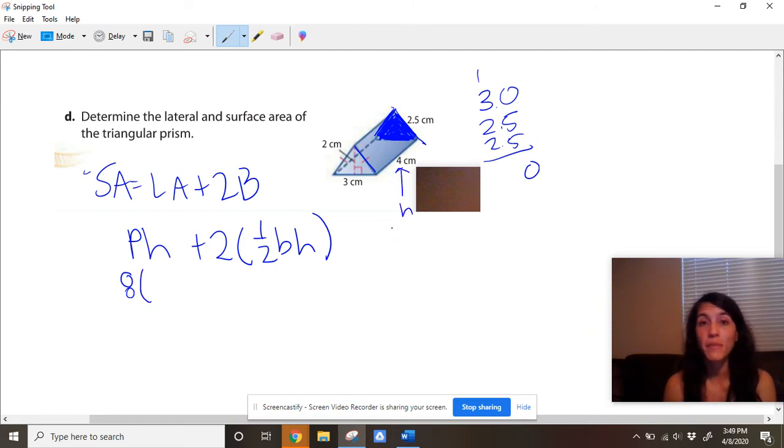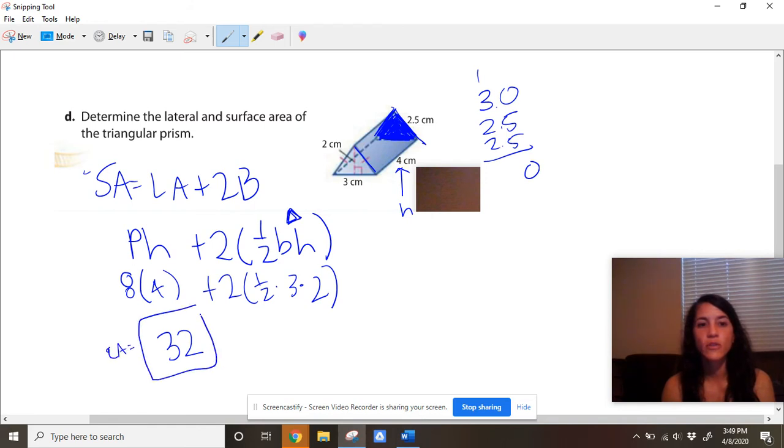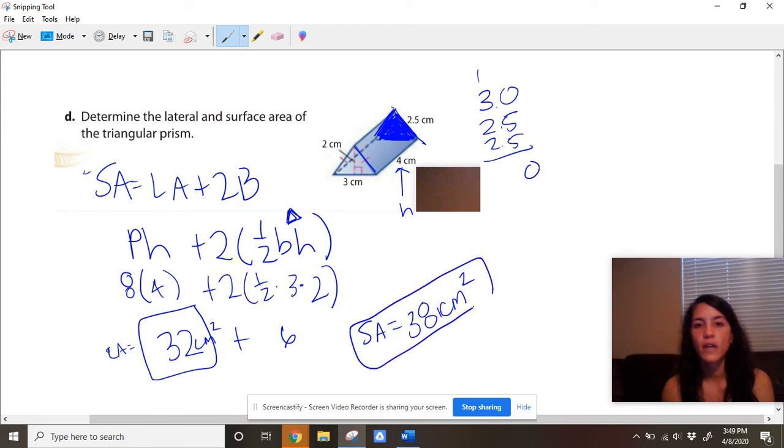The height of the prism is not going to be on the base. That's like the little trick. The height of the prism is, if the prism was sitting on the triangle, how tall would it be? And that is 4, plus 1/2 times the base of the triangle. So if you need to draw a little triangle right here to help you remember, the base of the triangle is 3 and the height of the triangle is 2. 8 times 4 is 32, so the lateral area is 32 centimeters squared. And then these cancel, and I'm left with 6. And then the total surface area would be 38 centimeters squared.